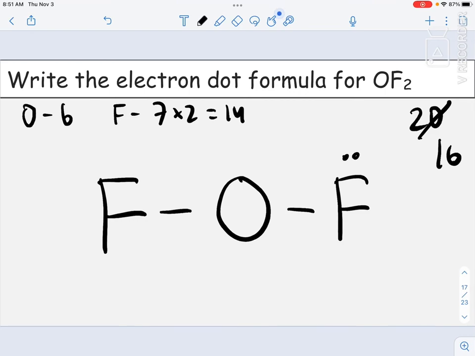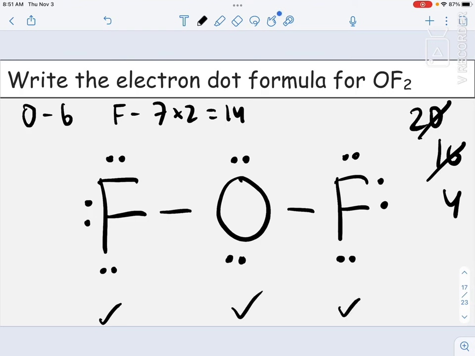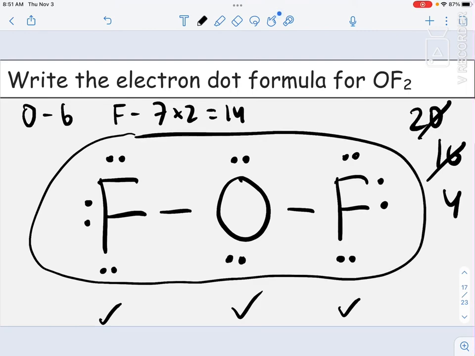We're left with 16. So I'm going to create octets with the electrons that I have. I gave each fluorine atom 6 electrons, so that was a total of 12. So we're left with 4. I'm going to put the remaining electrons and give it to the central atom, which is oxygen. Let's do a quick check. Fluorine on the left's happy, oxygen's happy, fluorine on the right is happy. This is the answer for oxygen difluoride.